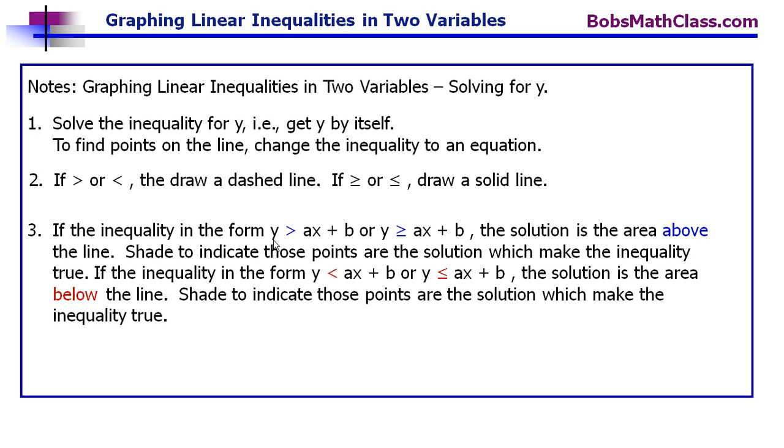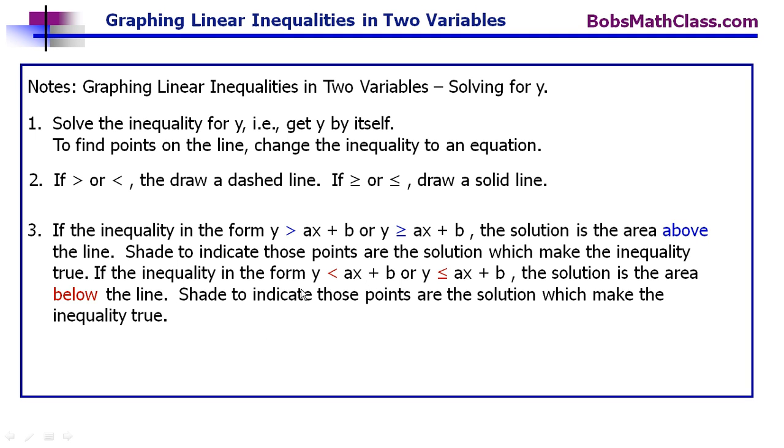Okay, now again, we chose to get y by itself up here in step 1. So since we have that, if the inequality is in the form y greater than ax plus b, or y greater than or equal to ax plus b, the solution is the shaded area above the line. And we're going to shade to indicate those points are the solution, which make the inequality true. So any point in that shaded area, which has an x value and a y value, if you inserted that coordinate into one of these inequalities, it would be true.